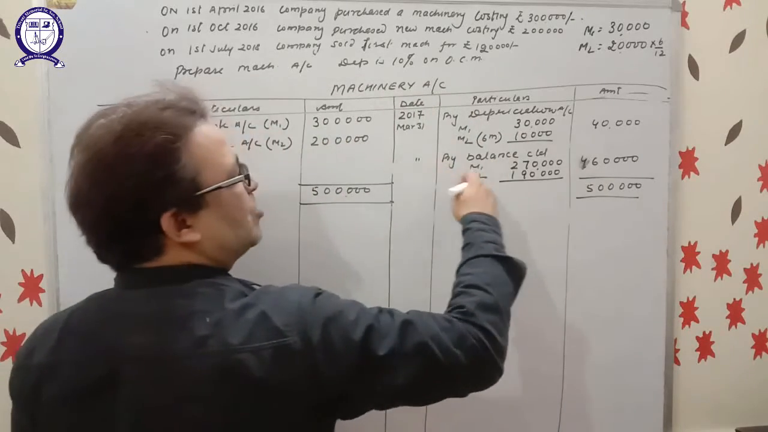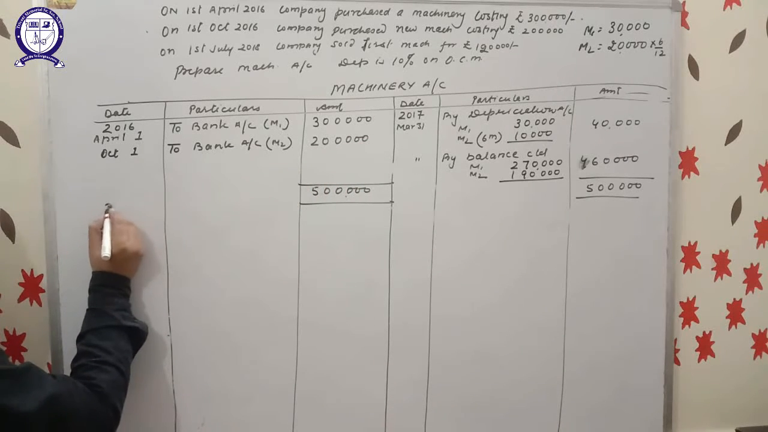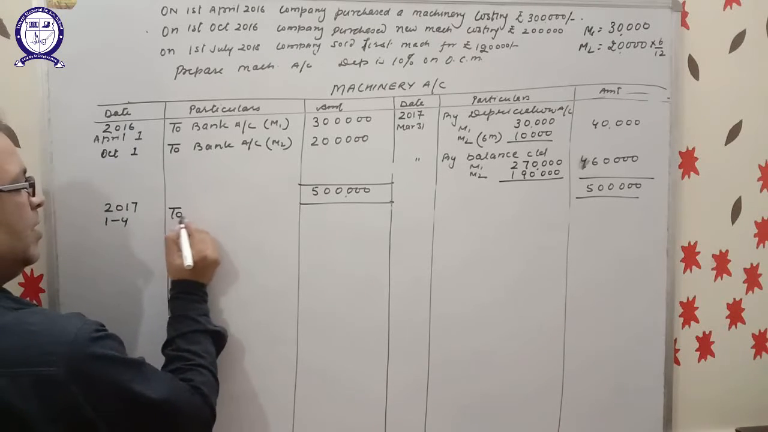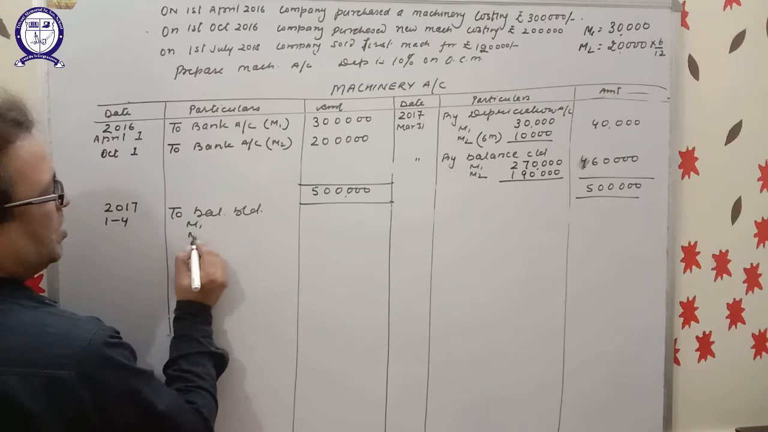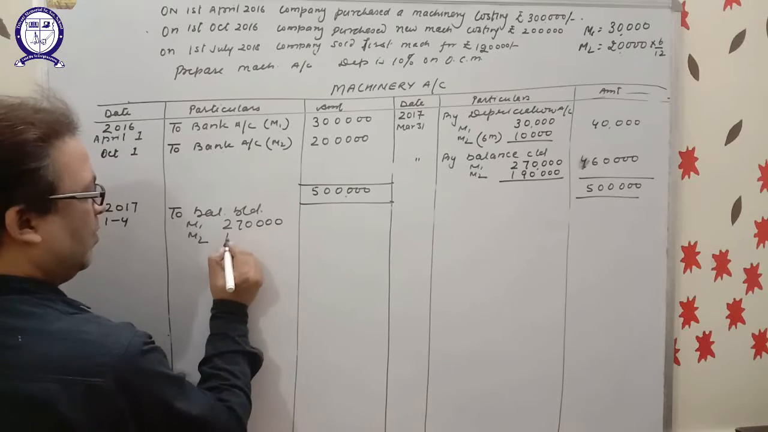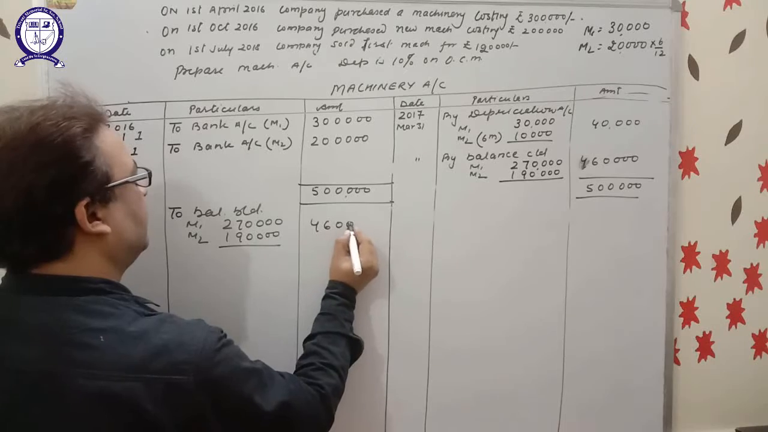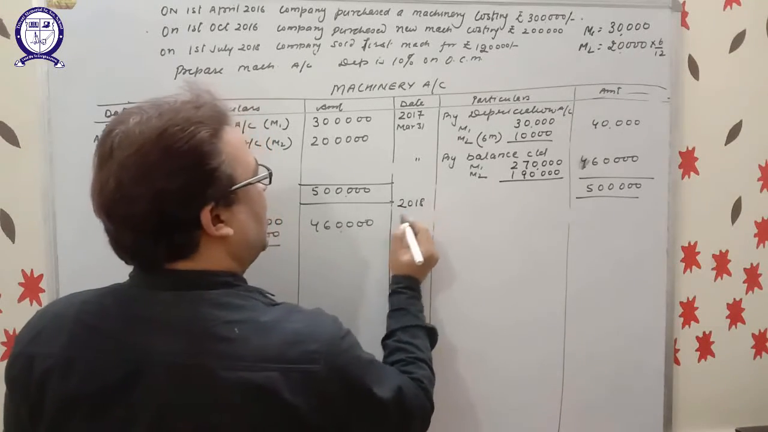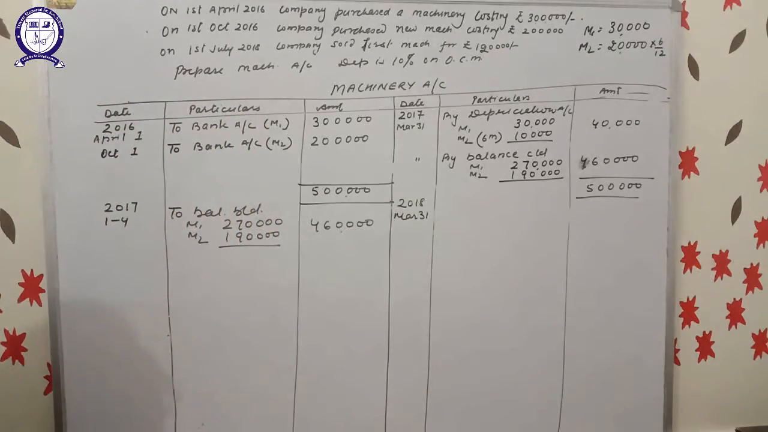Now the closing balance of this year will be treated as the opening balance of the next year. 2017 April 1st, to balance brought down: machinery 1, machinery 2, 270, 190, total 460. Then 2018, at the end of the year: no transaction in this year, no purchase, no sale.